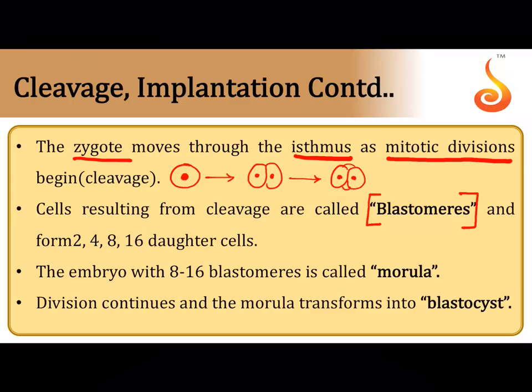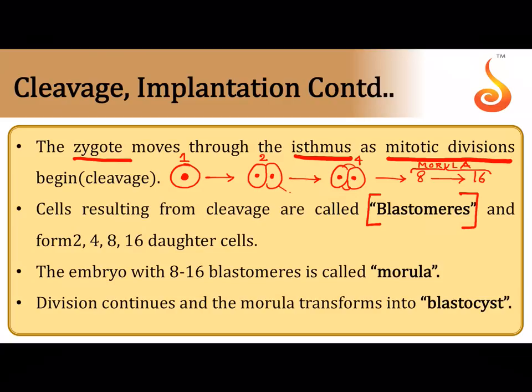three-celled, four. So first it was one zygote, it became two cells, it became four cells, and then it became 8, and then it became 16. And this stage where it has 8 to 16 cells, like we saw, it is a solid embryo called morula.